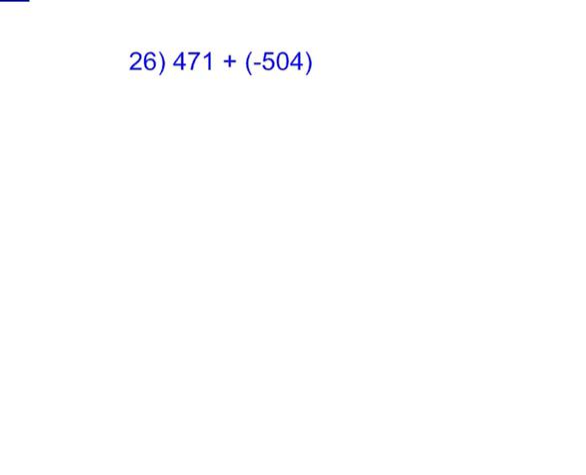26 says 471 plus a negative 504, and these are different colors. This 504 would be red, and this would be a black card. So when we have different colors, we subtract them. So 504 minus 471 is 33. And then we take the sign of the largest number. 504 is the largest number, and it is negative. So our answer is a negative 33.